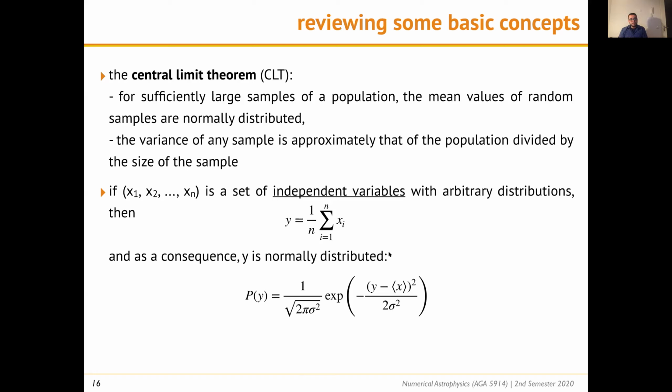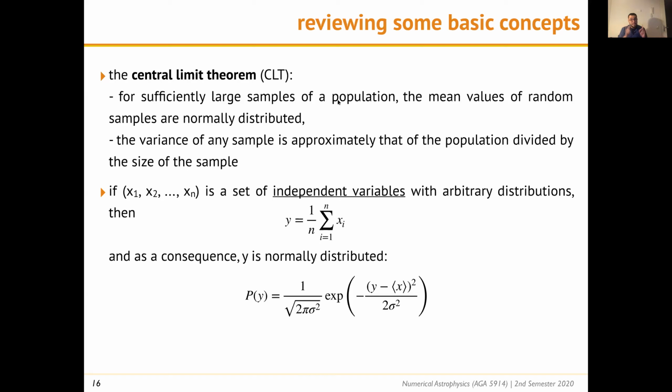And this theorem tells us the following: for sufficiently large samples of a given population, the mean values of random samples are normally distributed. And let me say this again: the mean values of random samples are normally distributed, not the samples themselves. So if you have a bunch of events, you don't know how they are distributed.